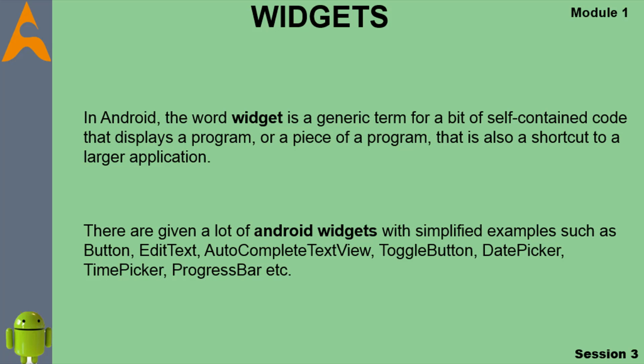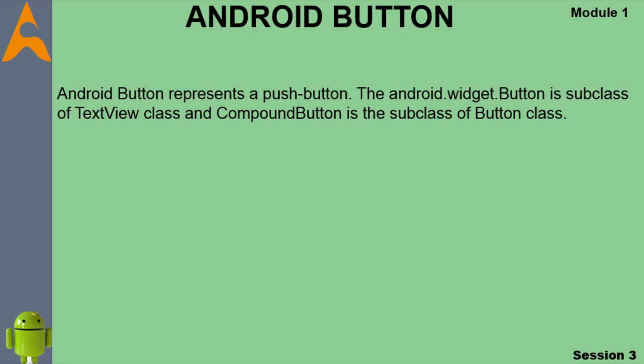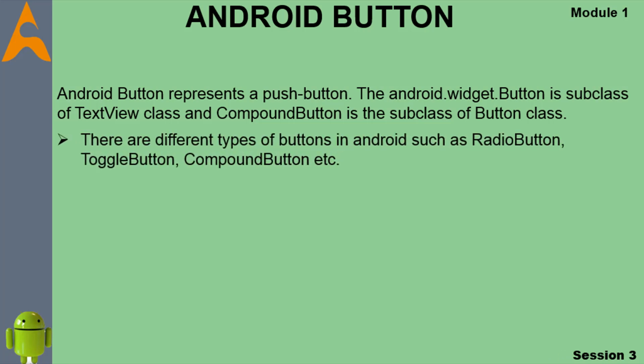Now let's see Android button widget. Android button represents a push button. The android.widget.Button is a subclass of TextView class and CompoundButton is the subclass of Button class. There are different types of buttons in Android such as radio button, toggle button, compound button, etc.